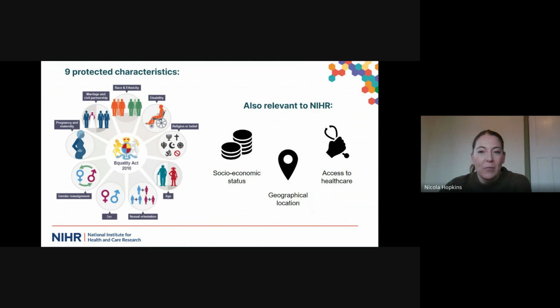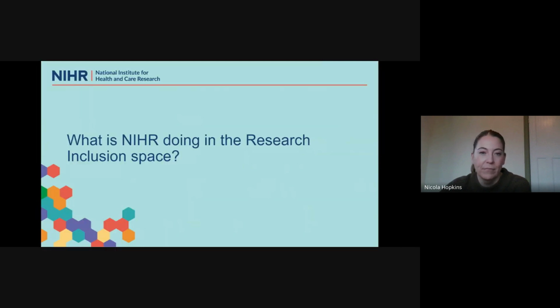Okay, so we've touched on the 9 protected characteristics, and how we're using them in the EDI space. Before we move on, we want to briefly mention some of the other characteristics that we're interested in the research inclusion space. The reason we're interested in these characteristics is because they can have implications for health and for health inequalities. So the 3 additional things that we focus on at NIHR are socioeconomic status, geographical location, and access to healthcare.